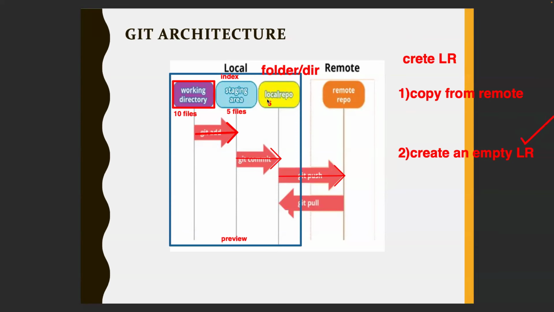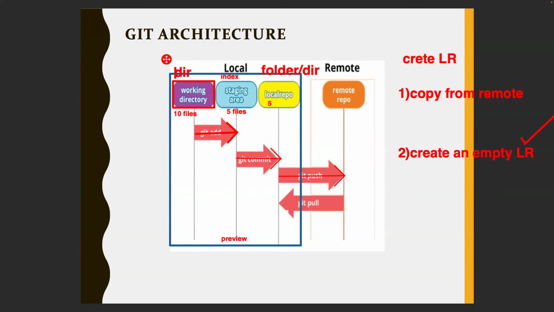So being said that, local repository is nothing but a folder or a directory. Even this working directory is obviously another folder or a directory, right? So first you make changes in a working directory, move to staging area. From there, you move to local. This is the hierarchy or the flow that works, right?